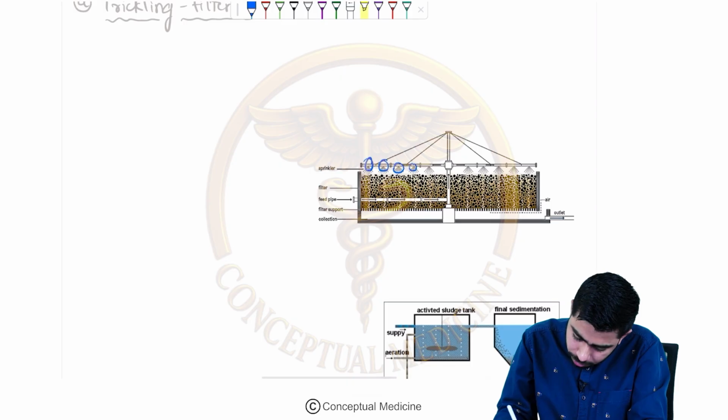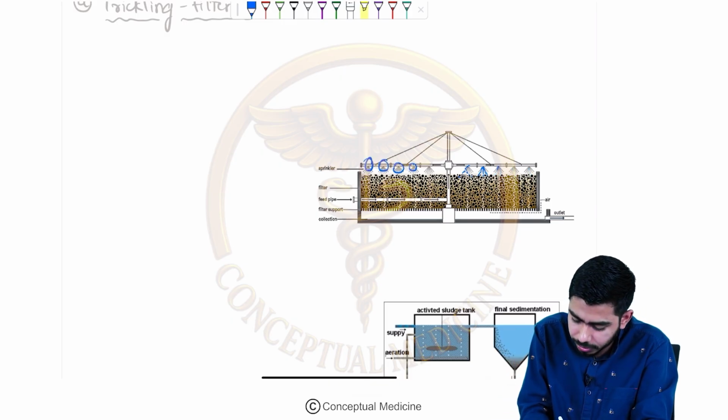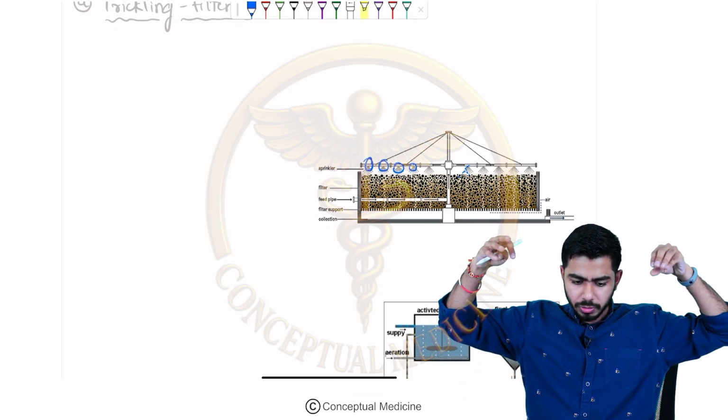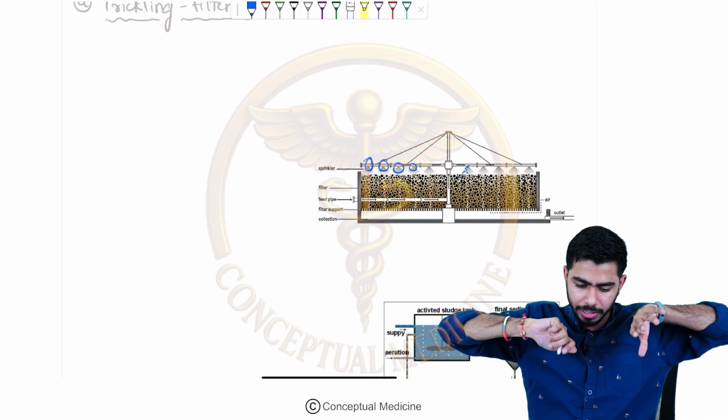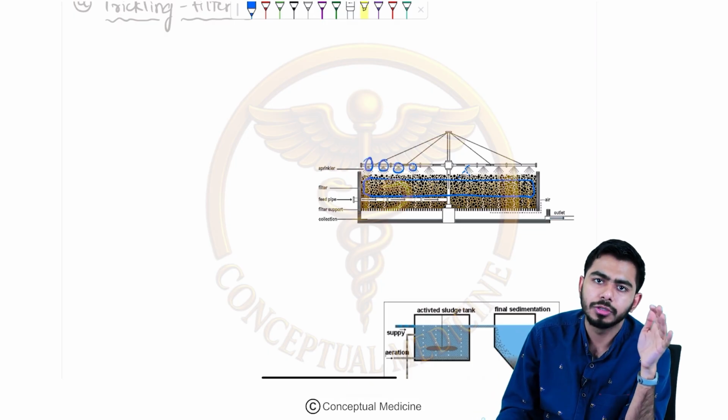Sprinklers, these are the sprinklers over here. They will be sprinkling the water over here, right? Like that. So sprinklers are present over there, and basically they will be spraying the water. And over here you can see the filters. In this area you can see the filters are present.